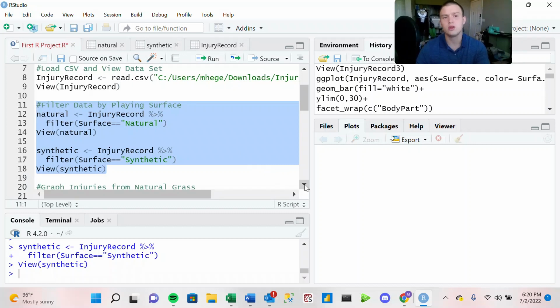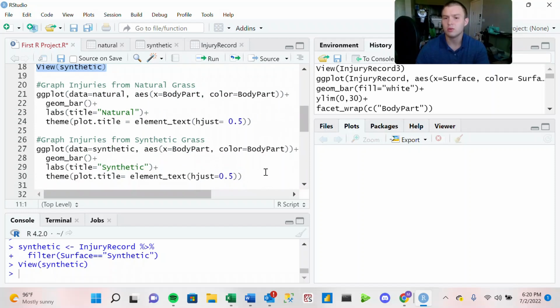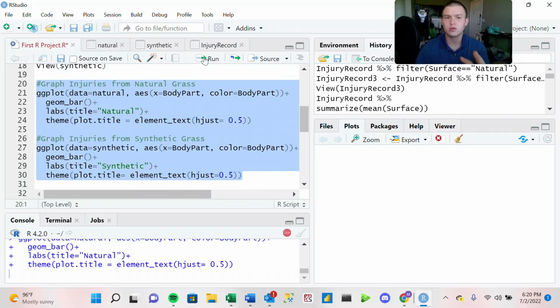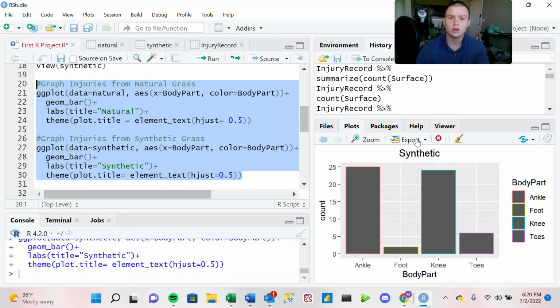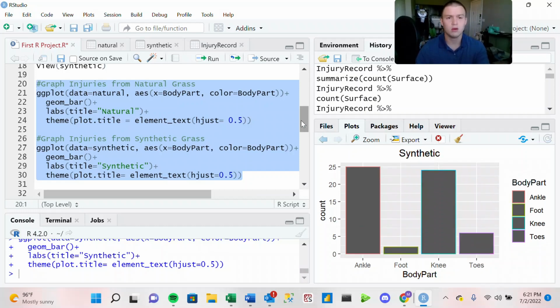Going on from there, we can utilize what's called ggplot to graph the data. I'm going to run these lines of code here. Now this is going to return two different graphs. We can see that one graph is synthetic, where we can see the ankle, foot, knee, and toe injuries, and the other one that it returned was the natural grass: toe, foot, we see that we have one heel injury, knee injuries, and then the toe injuries. The benefit to this is that it shows all the injuries from one playing surface versus the other. The downside is that it's very hard to compare the data from natural to synthetic.